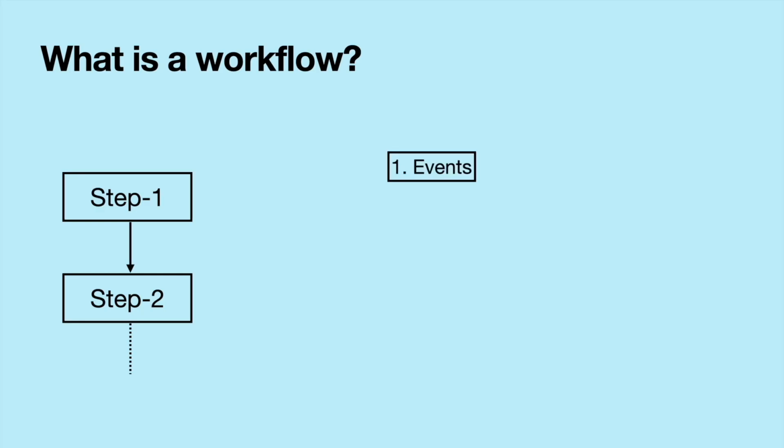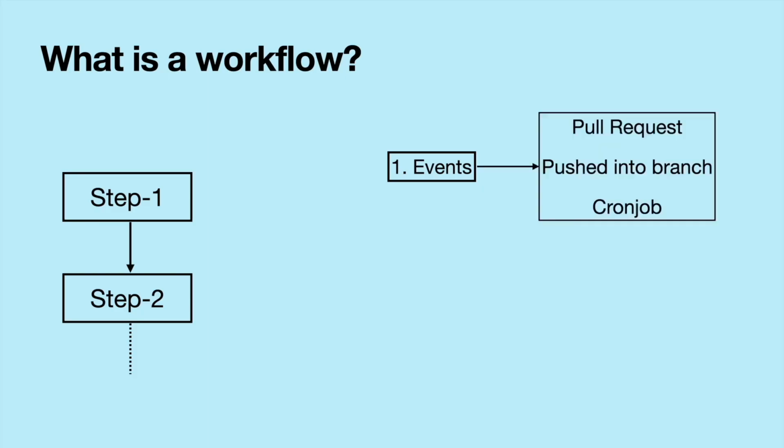I can divide the workflow majorly into three parts. First is the event, like when to start the workflow. That can be when a cron job is running, for example at 9 a.m. in the morning, or whenever a pull request is created, or whenever something new is pushed into any branch like the release or master branch. At that time I can trigger it.